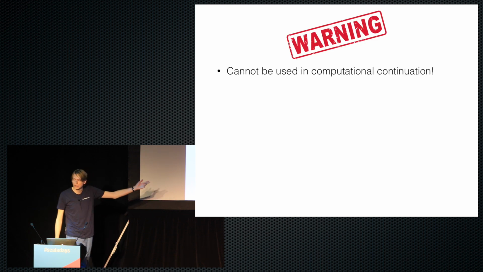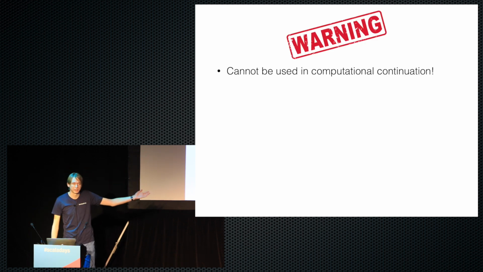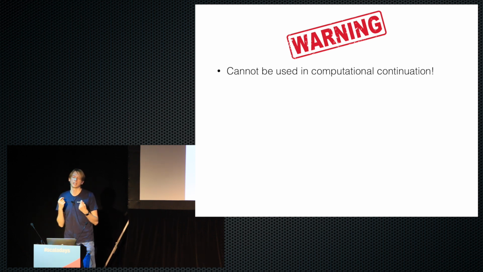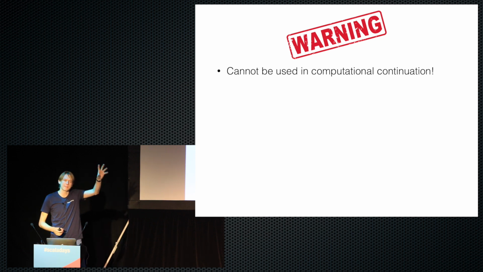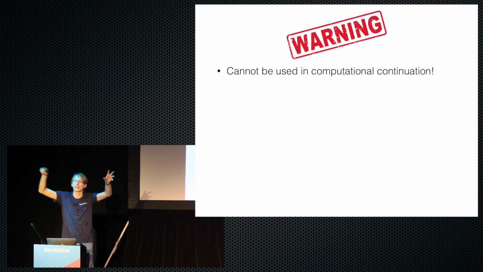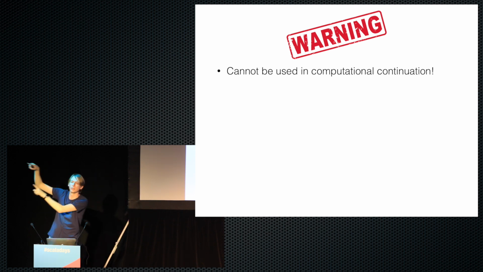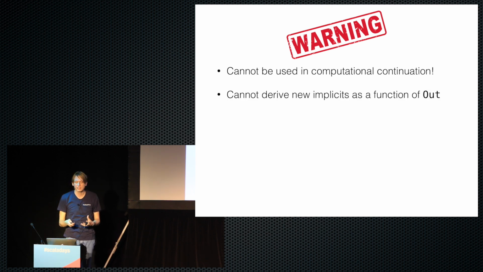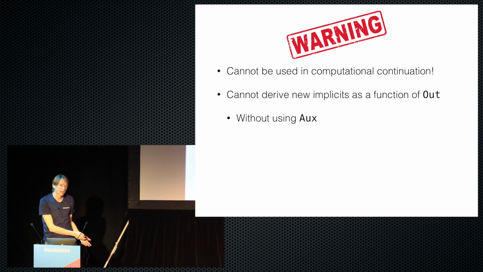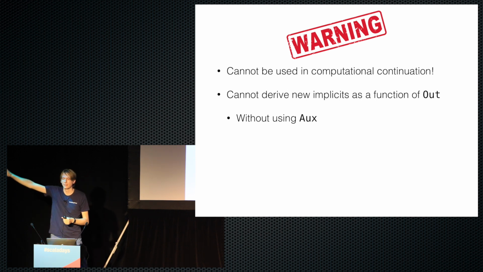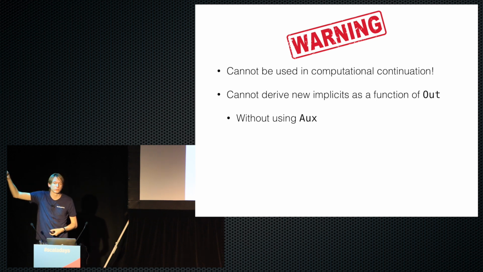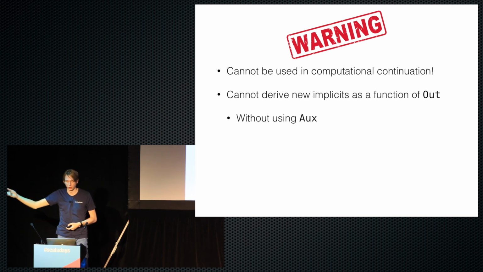So there are, as I said, restrictions here. In Scala C, dependent output types can't be used in various things. Most notably, they can't be used in a computational continuation. So you can't have some type class that computes a dependent output type, and then another implicit proof that you resolve that uses that previously computed dependent output type to compute more things. That's not possible in Scala C. You can't derive new implicits as a function of out without using the aux type. And the aux type, again, takes the dependent output type and moves it back into parametric position. You accept all of the limitations of parameters when you do that, but sometimes that's what you have to do.